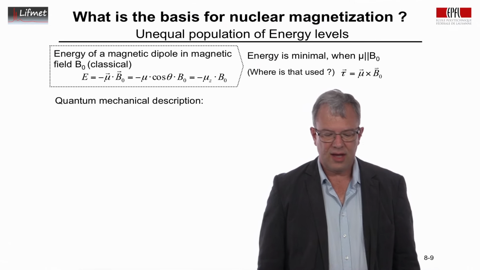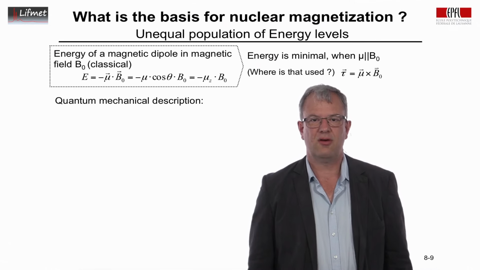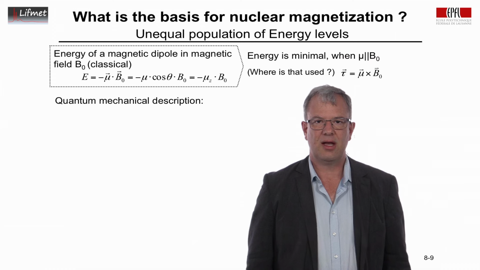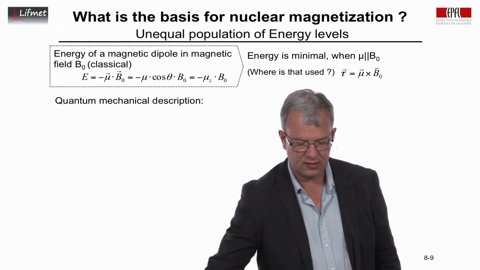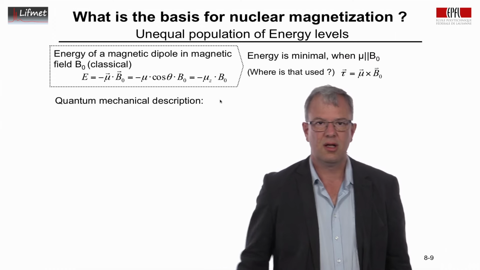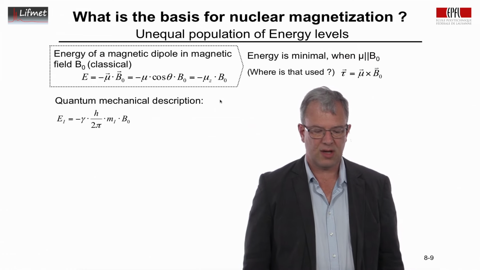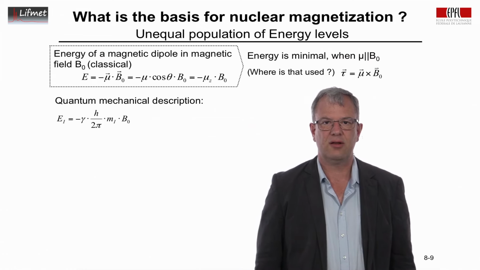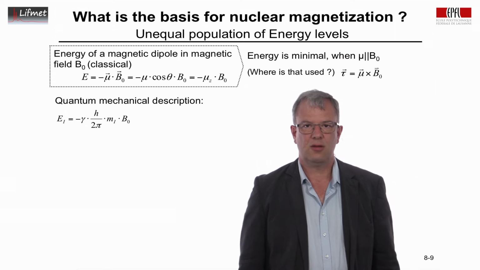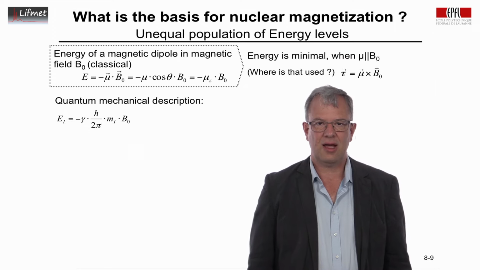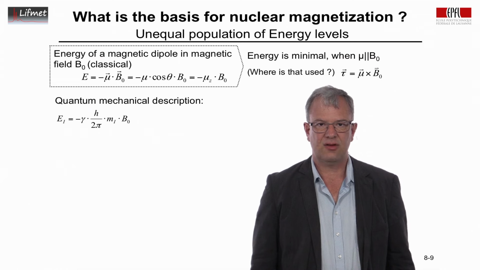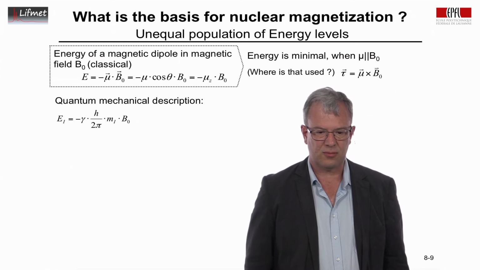Okay, now we have stated the energy as a function of the z component of the magnetic moment. So it's this term here, mu z times B0. We will now look at the quantum mechanical description. And we know that the z component of the angular momentum, and therefore of the magnetic dipole, is quantized. It has discrete values and it's given by this expression.